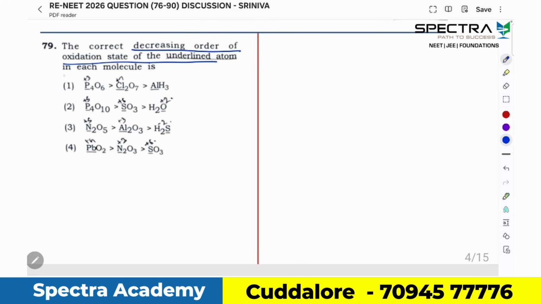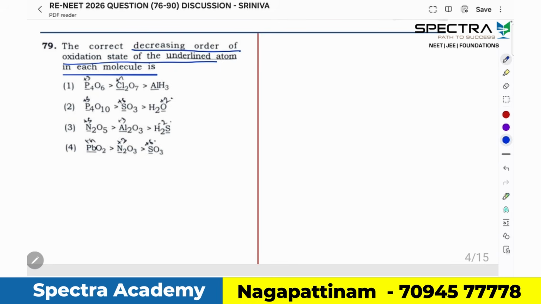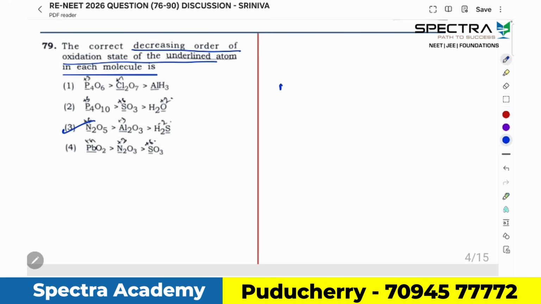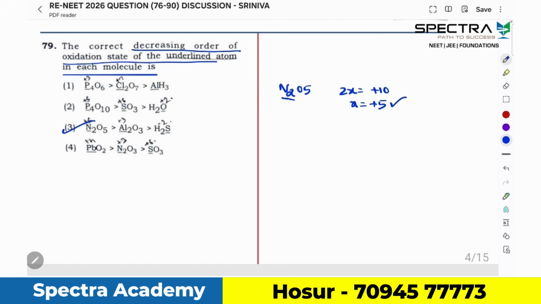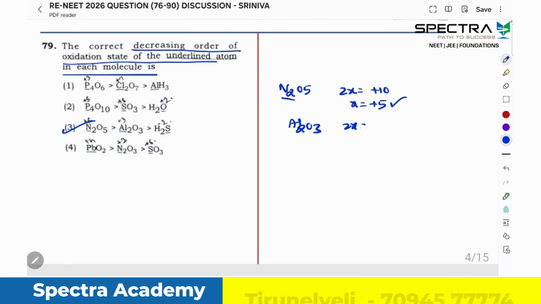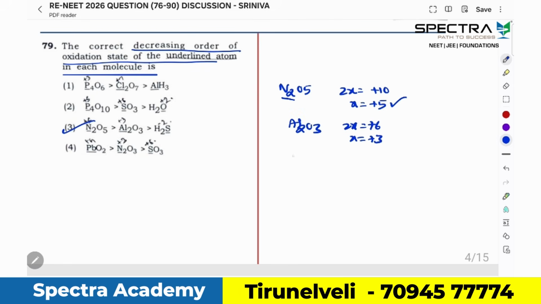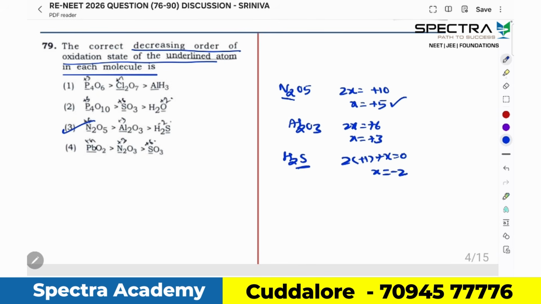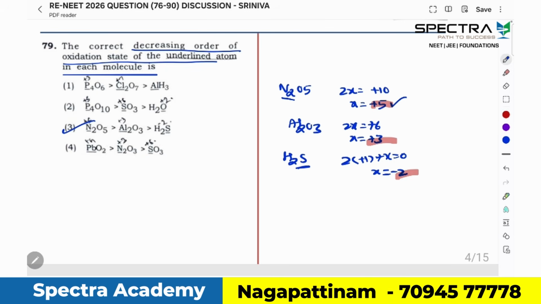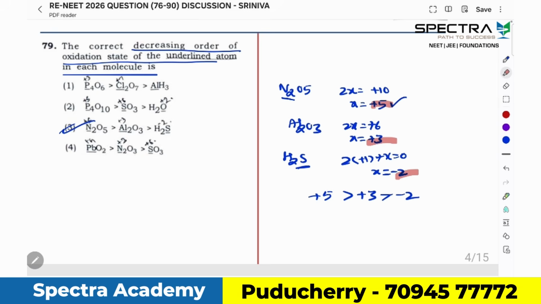Now coming to question number 79, they are asking for the correct decreasing order of the oxidation state of the underlying element in each molecule. Why? Because in N2O5, 2x is equal to plus 10, x is equal to plus 5. Next one, Al2O3, 2x is equal to plus 6, x is equal to plus 3. Next one, Hg2S, underlying element: 2 into plus 1 plus x is equal to 0, x is equal to minus 2. So it is in decreasing order: plus 5 greater than plus 3 greater than minus 2. So your option 2 is the correct option.